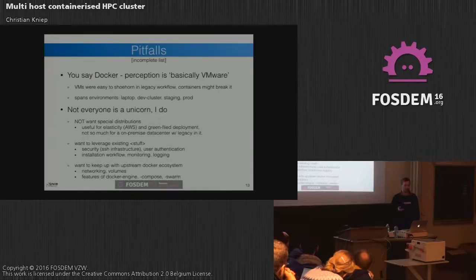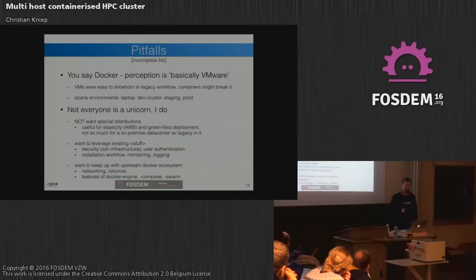I don't want to have special distributions like CoreOS or RancherOS or what have you, because in my opinion it's something that might be helpful in greenfield deployments and might be helpful if you want to have a very agile scaling approach. But I want to moreover leverage existing technologies and existing workflows, existing installations, and monitoring and logging of the infrastructure I want to put my Docker on. And the same for security infrastructure. So I want to reuse stuff that's already there and not put something completely new on.